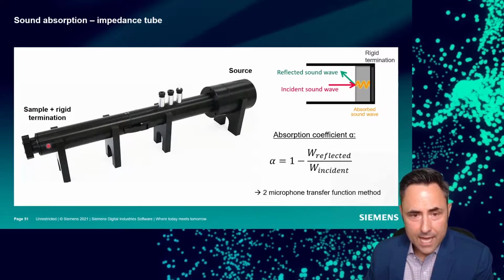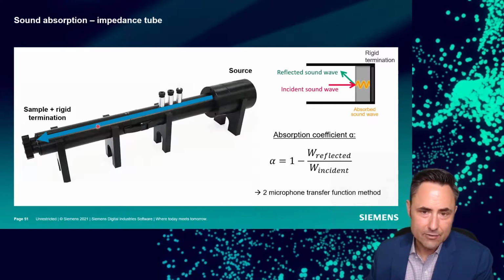Down at this end, we have our material sample, and this is what we're testing. It is put inside the tube down here. Essentially we have microphones here that we can measure at these positions. We're going to generate a certain amount of known noise. It's going to pass by our microphones, and we're going to be able to assess the incident sound energy.